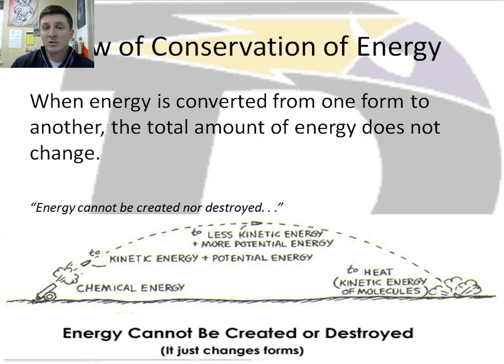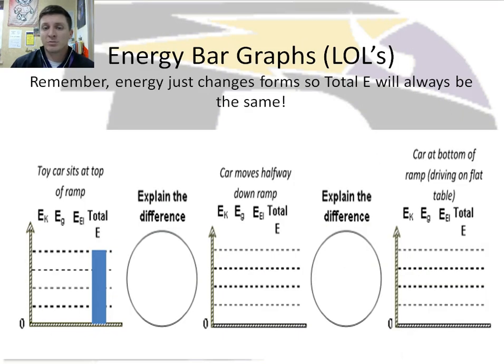So how does that look from what we need to do furthermore in class? Well, this is going to give you a preview of actually Learning Target 3, and we're going to go over these more in depth in the Learning Target 3 video. But basically what you have to do to signify this is make an energy bar graph, or what we call an LOL diagram, laugh out loud diagram.